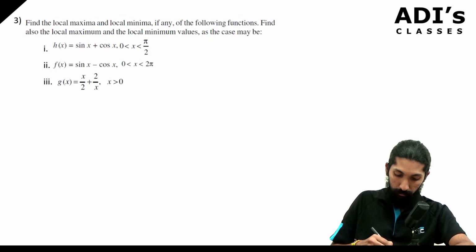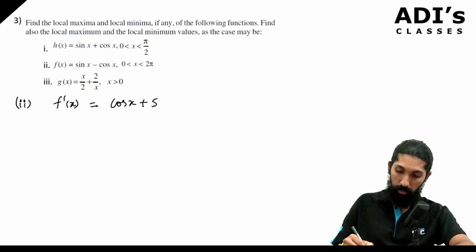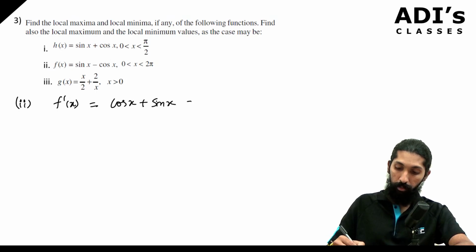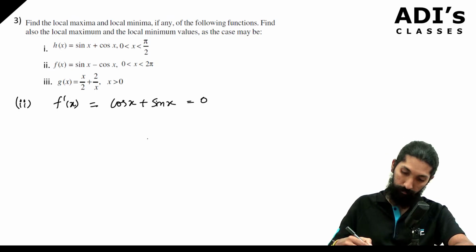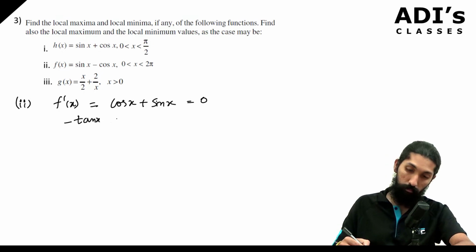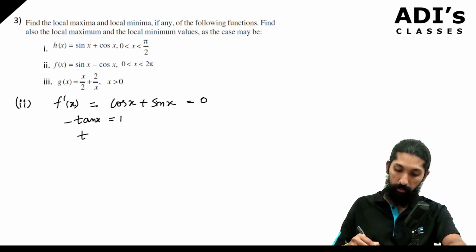See the second one. First, f of x, sorry, f dash of x is cos x plus sin x. Yeah? Equate f dash of x to 0. So you're going to get minus tan x, because you take the sin x to the other side. So you'll get minus tan x is equal to 1, tan x is equal to minus 1.